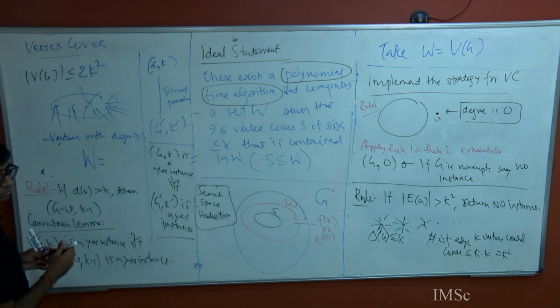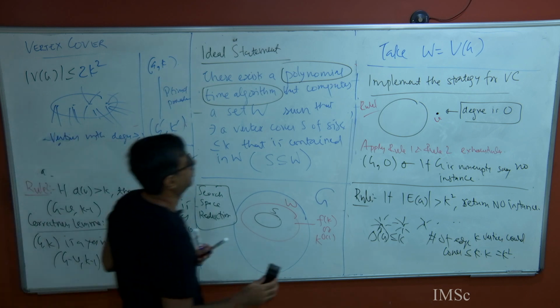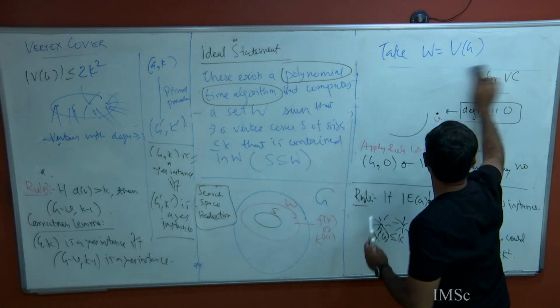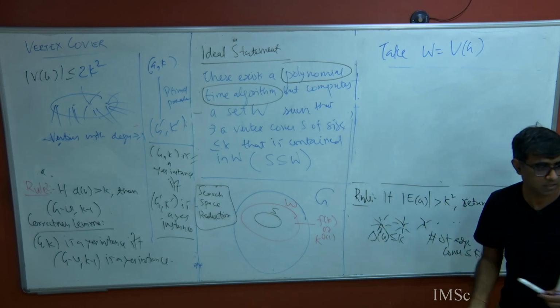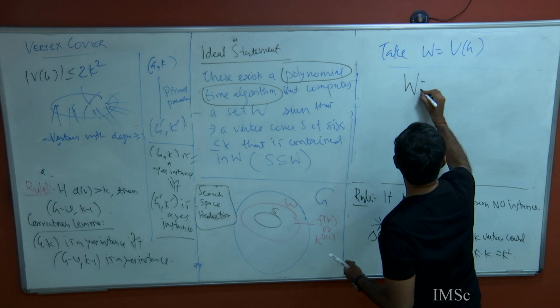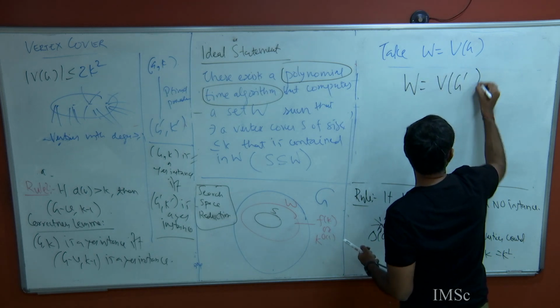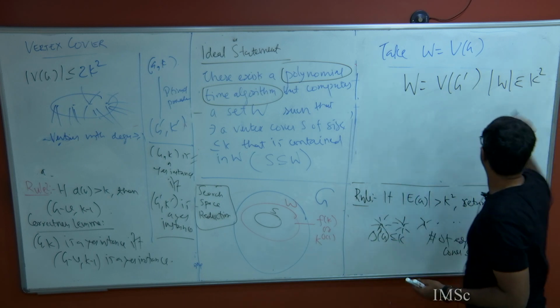What is my W? What is my W now? Tell me, what can I take W as? Huh? No, but what is the W? The whole vertex set of this reduced G prime. Yes. So, now I take W equal to the vertex set of G prime, and what is the bound? It's k square, 2k square.